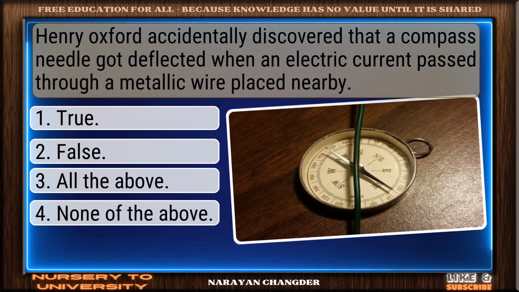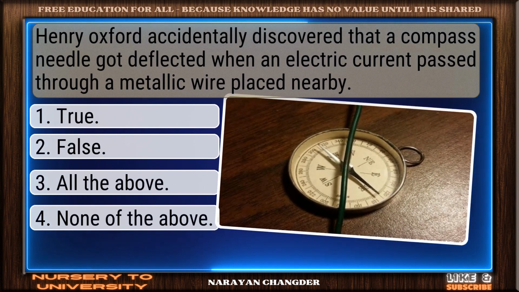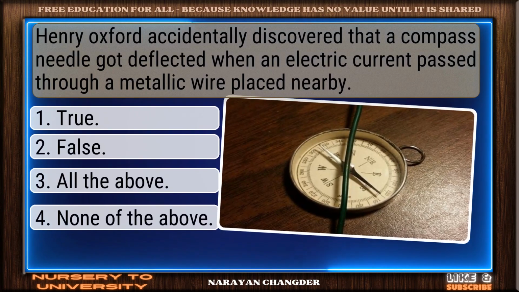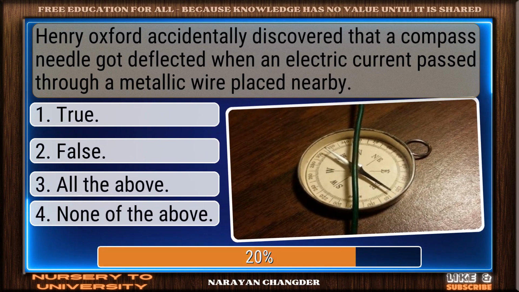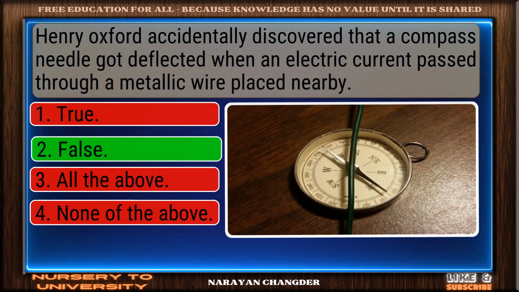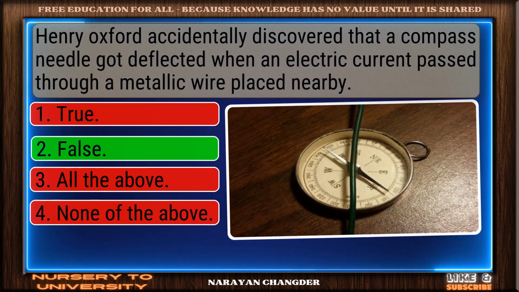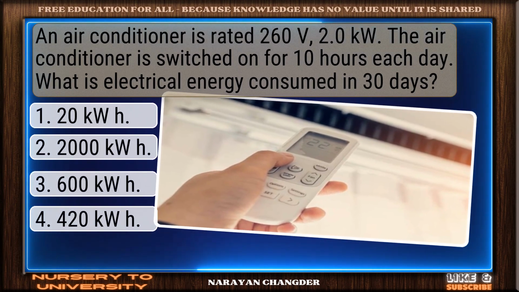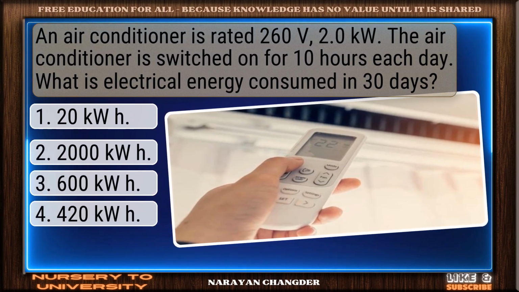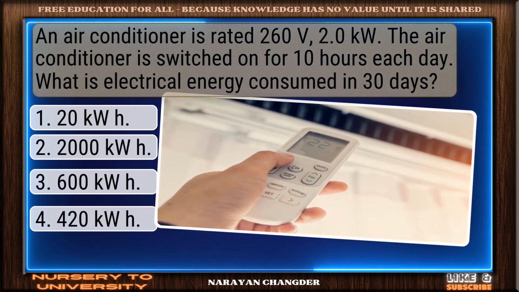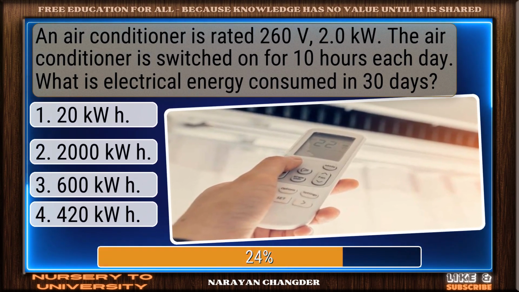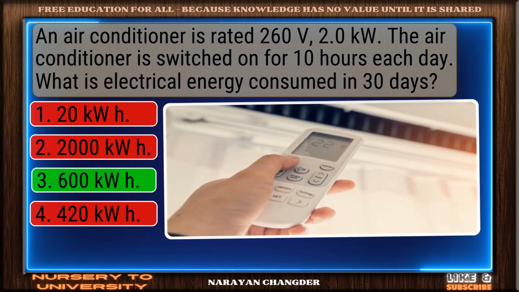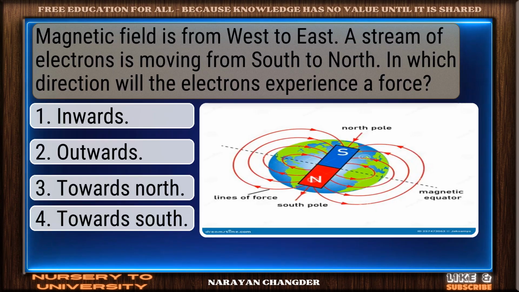Henry Oersted accidentally discovered that a compass needle got deflected when an electric current passed through a metallic wire placed nearby. True or false? You got it. False fits. An air conditioner is rated 220 V, 2.0 kW. The air conditioner is switched on for 10 hours each day. What is electrical energy consumed in 30 days? Sharp thinking. 600 kWh is right.